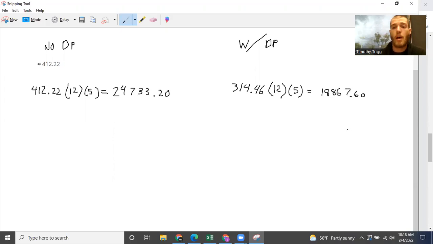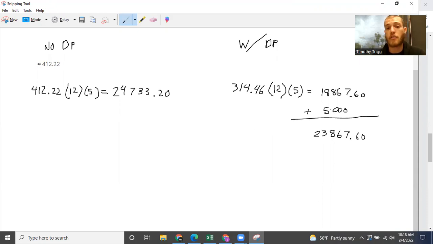$18,867.60. Now we also need to add in the down payment itself because she did have to pay that up front. So let's go ahead and add an extra $5,000 to this. In this case, with making the $5,000 down payment up front, she would pay a total of $23,867.60. So you can see with the down payment, she's saving about $1,000 difference here. But she has to pay $5,000 up front.